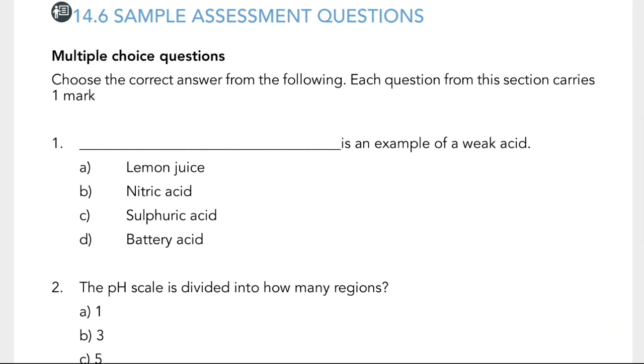In this video we want to talk about acids and bases. Particularly we want to look at the sample assessment questions that are in the module. That's module volume number 1 for combined science Zimsec.